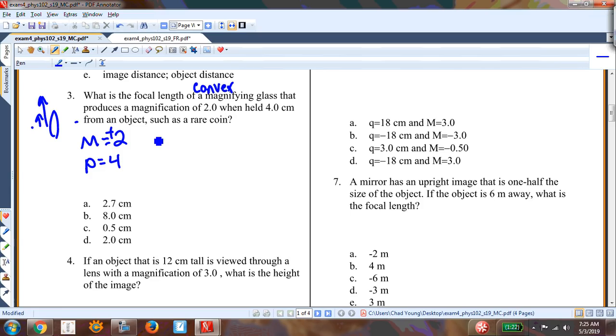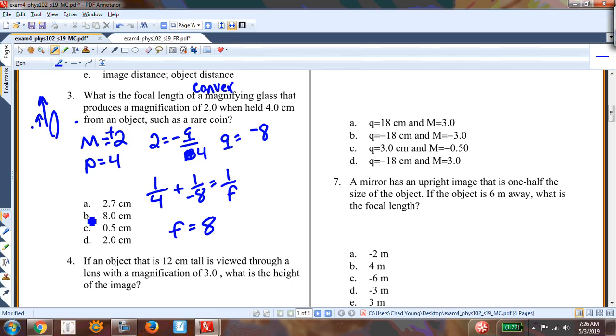Okay, so 2 is equal to negative q over p. I know that p is equal to 4, so I just put in a 4 right there. So q is equal to negative 8, which jives with what I know, that it's a virtual image. And now that I know q, I can find the focal length. So I say 1 over p, that's 1 over 4, plus 1 over negative 8 is equal to 1 over f. So f is equal to 8 centimeters.